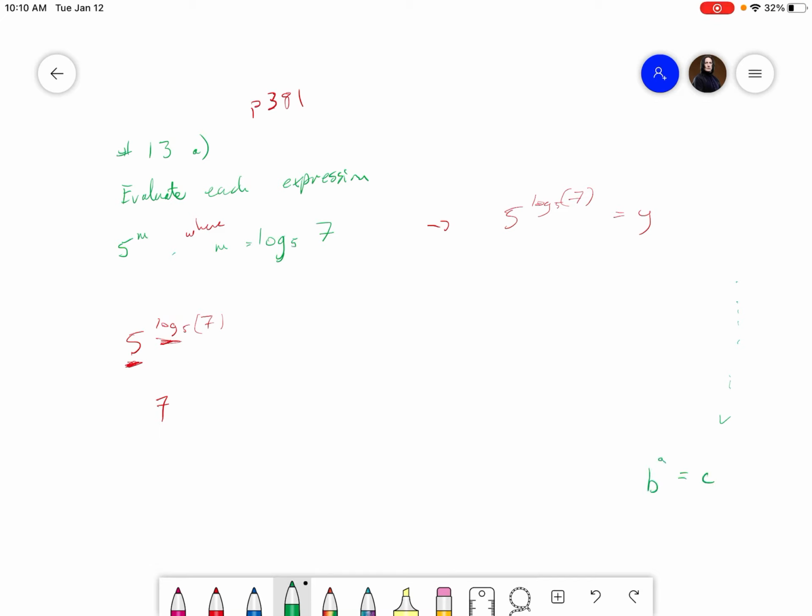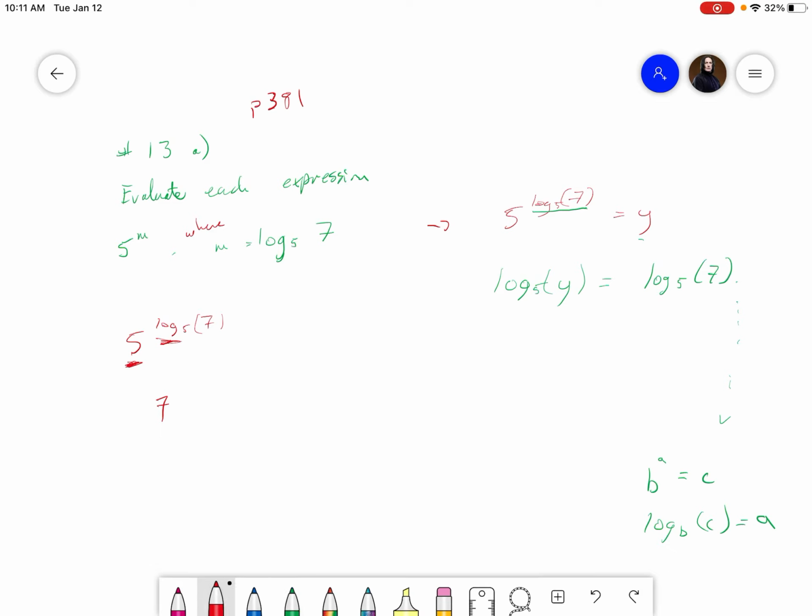And I know that anything b to the power of a is equal to c, I can write that in a logarithm as log base b of c is equal to a. So changing the exponential form into logarithmic form, I can do the exact same thing. Now, I'm just going to underline my exponent. So I can say log with a base 5, and my argument is y, is equal to my exponent, and my exponent is log base 5 of 7.